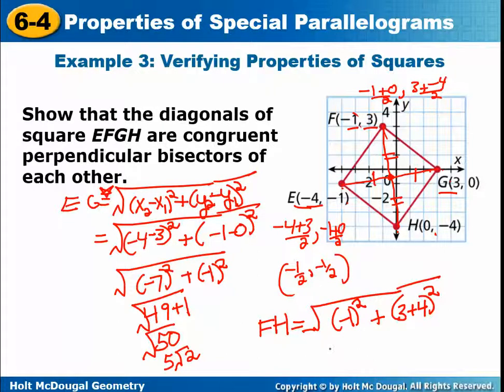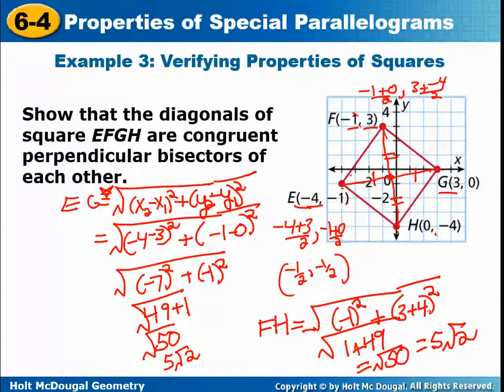So I would have the square root of 1 squared, or -1 times -1 is 1. 3 plus 4 is 7, squared is 49. So I end up with the square root of 50 again, which again is equal to 5 square root of 2. So one more time, I get the same thing for each of them. So I know that the lengths are equal to each other. I know that they bisect each other. And then the last thing I really need to show is that they're perpendicular to each other.